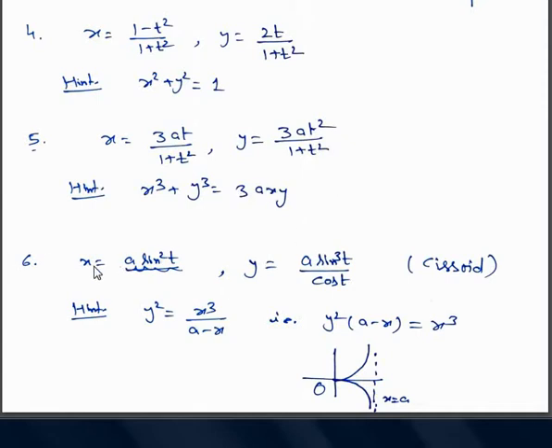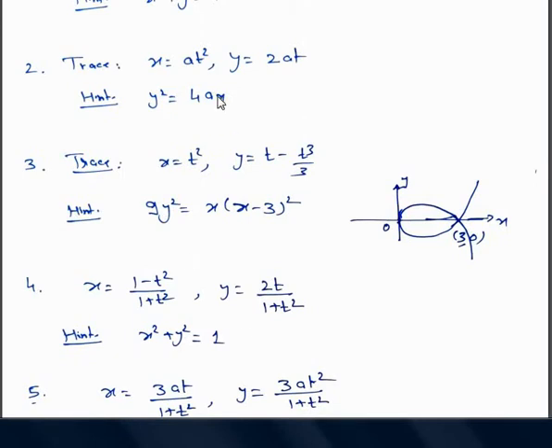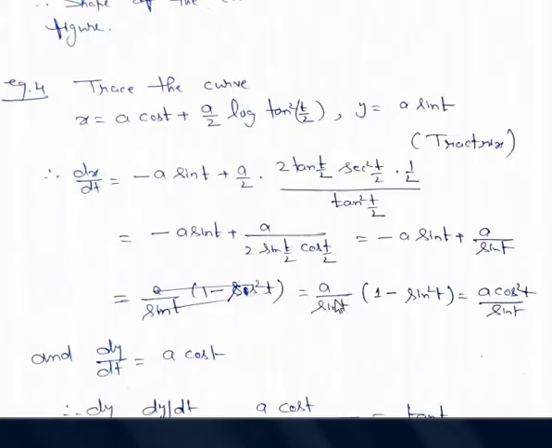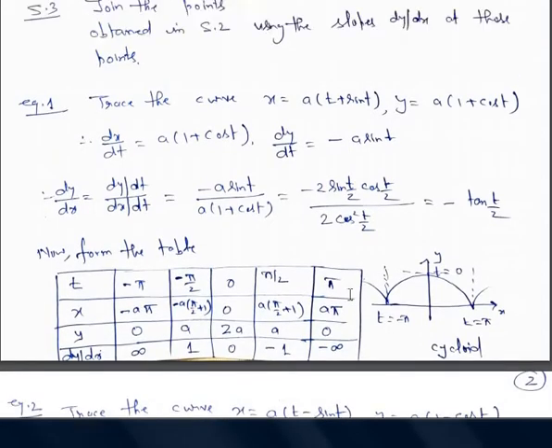And if you take this curve, x equals a sine square t, y equals a sine cube t upon cos t. And if you eliminate t between these two equations, we will get y square into (a minus x) equals x cube. We have also drawn this curve. This curve is known as cissoid. So this is the first method. By eliminating t between those two equations, we will get an equation in terms of x and y, and then we can trace that curve. Now if elimination is not possible, then what is the method?